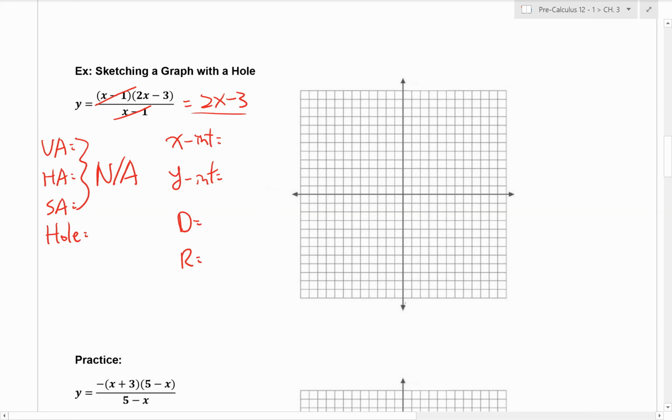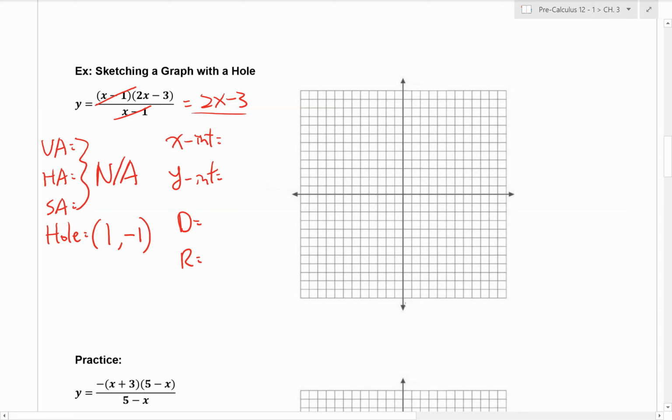This one's easy to find the range because we only have a hole. It's going to be continuous except at that point. It's a linear function, right? So hole, we cross out the x minus 1, so we know the x coordinate is going to be 1. The y coordinate is simply plugging 1 into x here, so 2 times 1 is 2, and 2 minus 3 is negative 1.